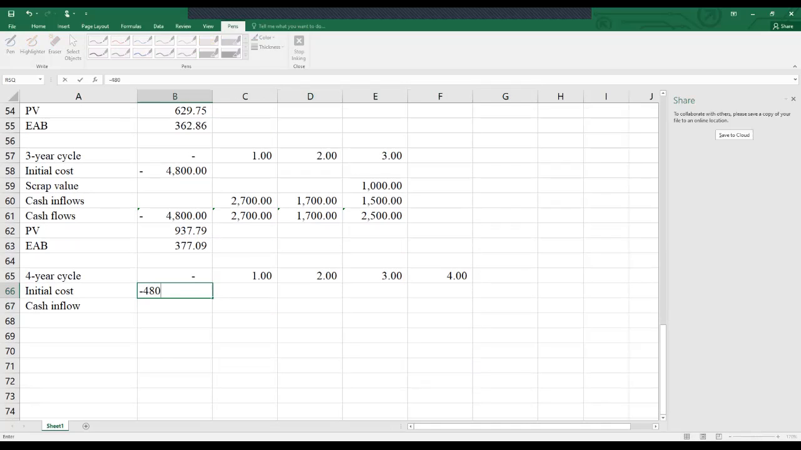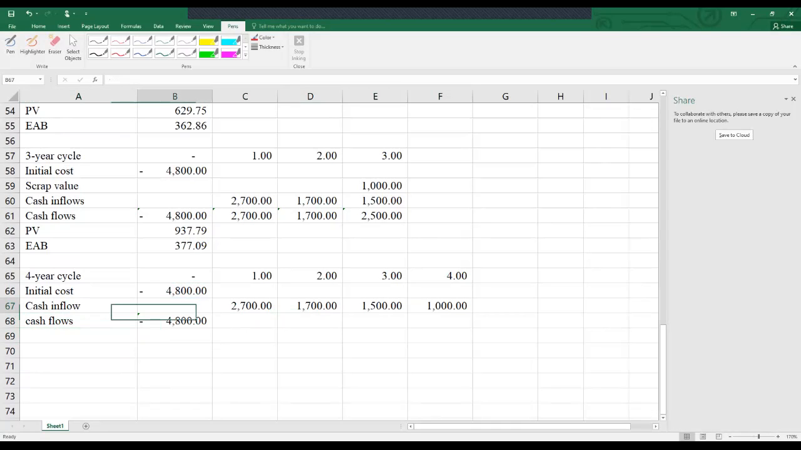Initial cost remains the same. Cash inflow in year 1, 2,700, then 1,700, then 1,500. Year 4, cash inflow is 1,000. That is it. There's no other cash flow. So you can call them cash flows, year 0 all the way to year 4.